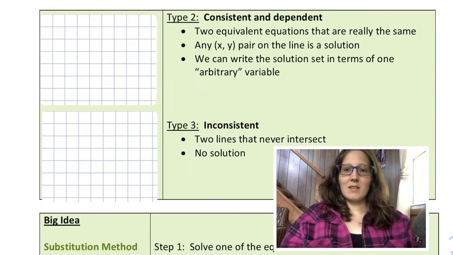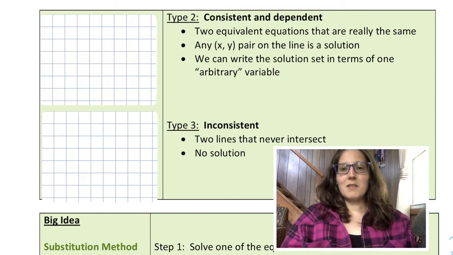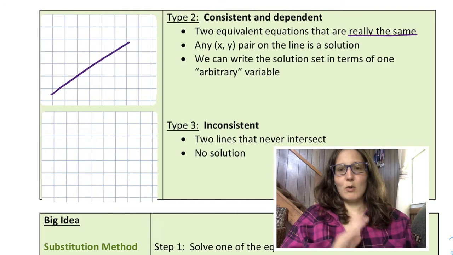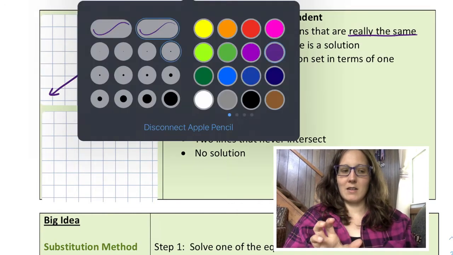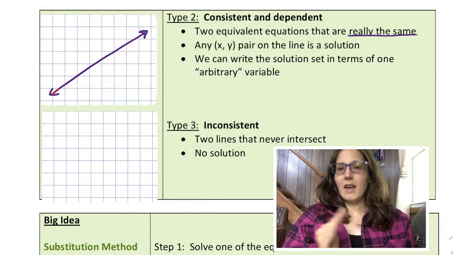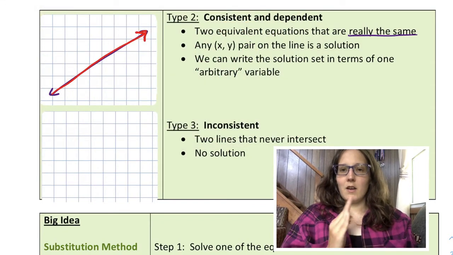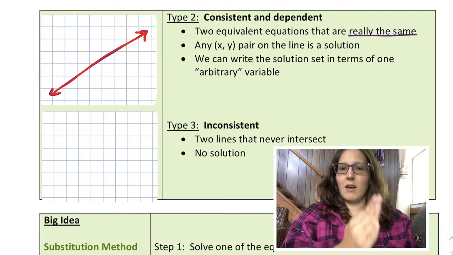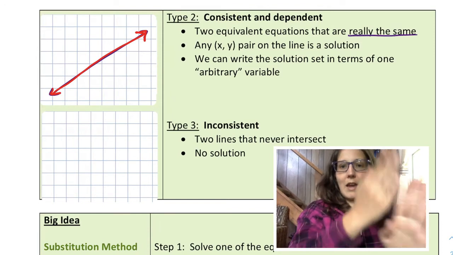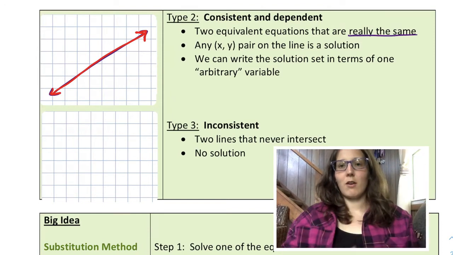The second type that you can have is consistent and dependent. A consistent and dependent system has an infinite number of solutions. It's made up of two equations that are really equivalent to one another. They're the same exact line. So any xy pair that's on one of the lines is also on the other line, since they're coinciding, lying right on top of each other.